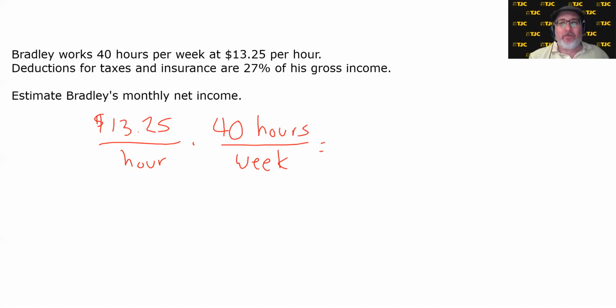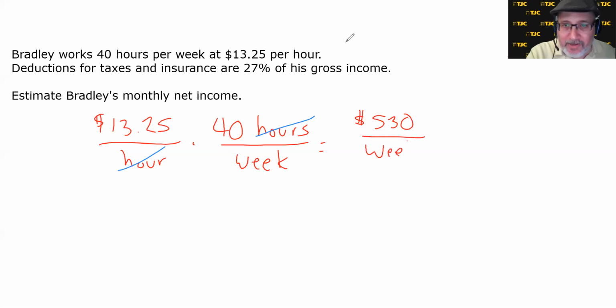If you think of comparing units of measurements like dollars per hour, hours per week, as fractions, then any unit of measurement on the top can cancel with any unit of measurement on the bottom. And the units that remain will give you a new comparison. In this case, we're about to calculate dollars per week. So let's just multiply those and see what we get. $13.25 per hour times 40 hours is $530 per week. We now know his weekly income, $530 per week.